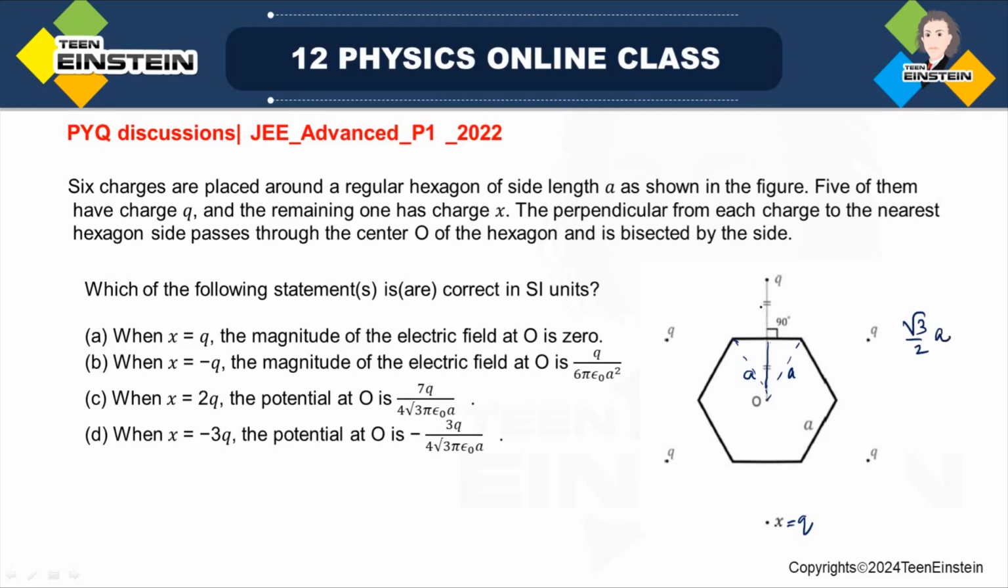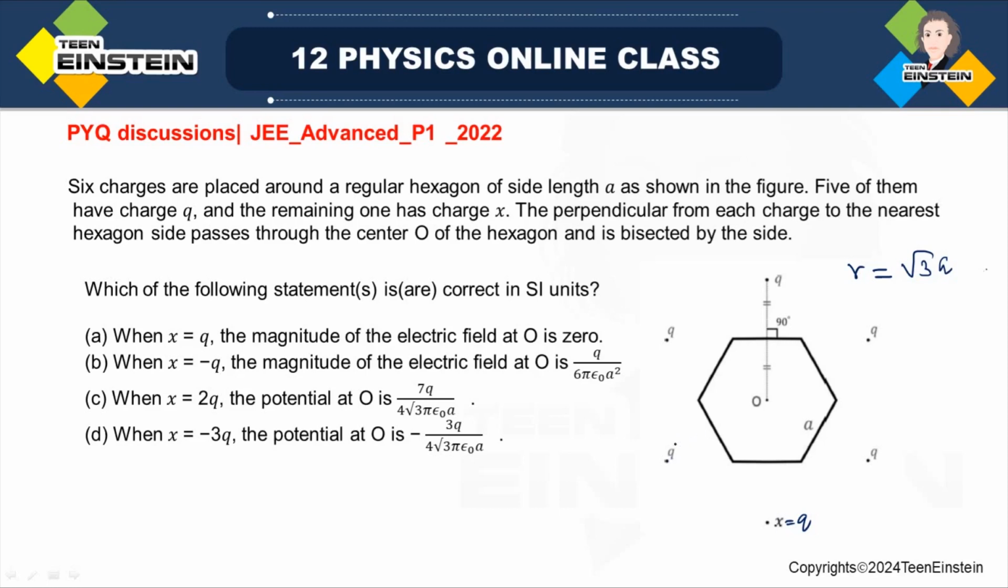Again, this distance will be equal to this distance. So the distance between the center and the charges, if that is R, I can write √3/2 times A times 2, which will give you √3 times A. This is the distance from center to the charges. Now you have to check what is the electric field at the center when all the charges are of the same magnitude and same sign.